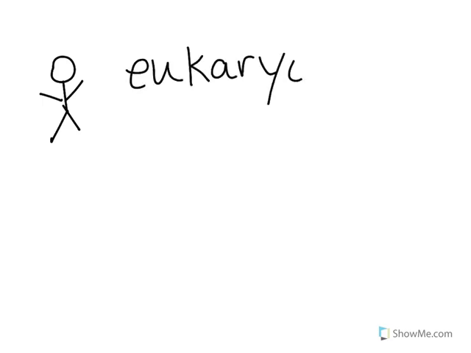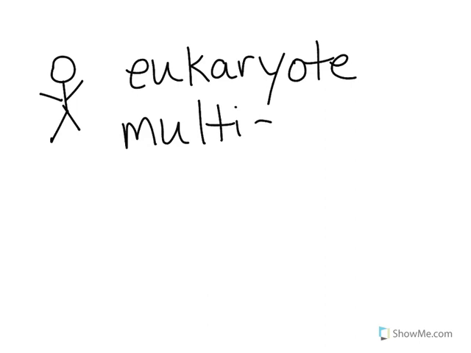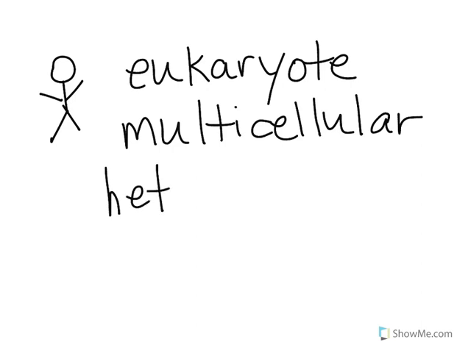All right, so people, we can classify them 3 ways. What do you think they are? Eukaryote, prokaryote? Eukaryote. Remember, you can remember that because you are a eukaryote. Are people multicellular or unicellular? Multi. And are people autotrophs or heterotrophs? Heterotrophs.